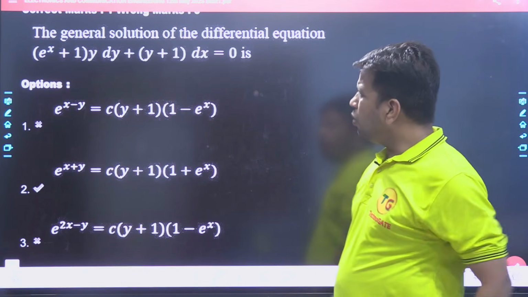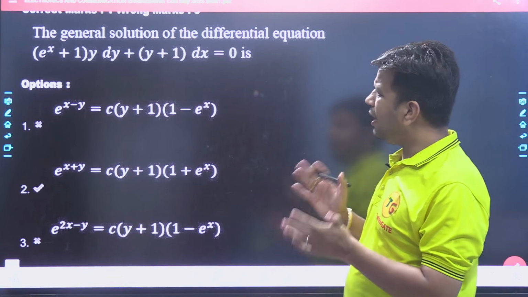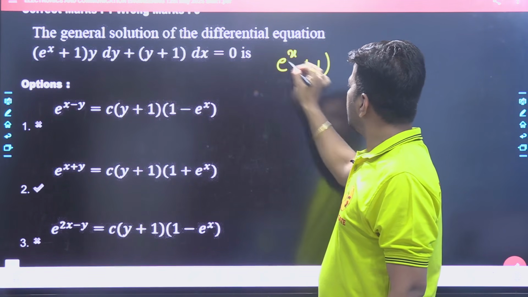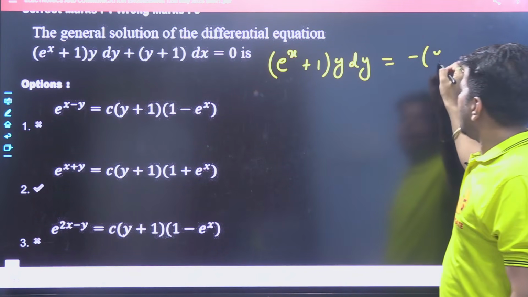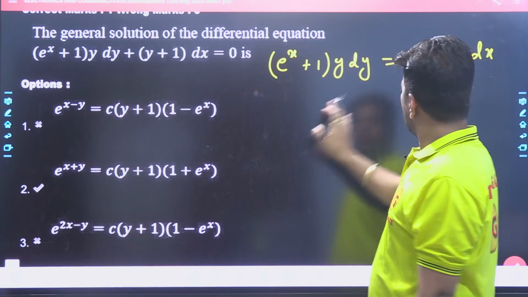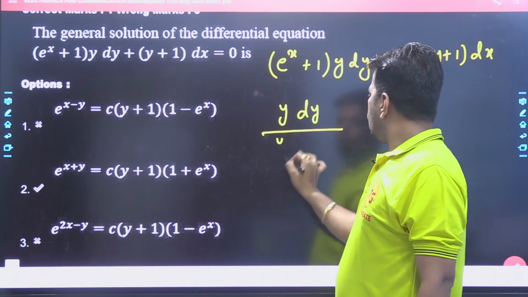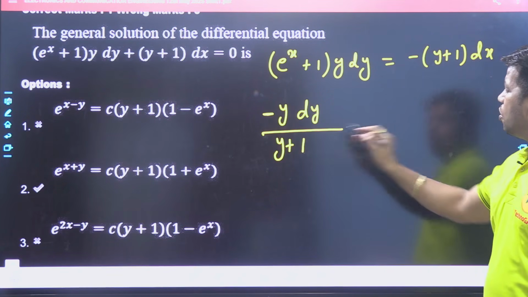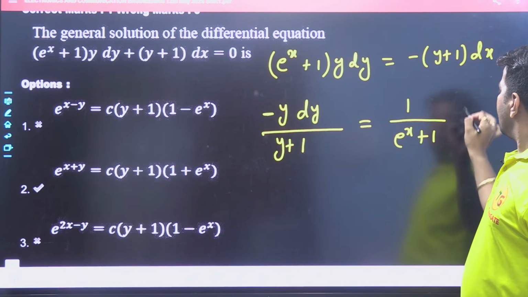Okay, so we'll do one thing: take the x terms on one side and the y terms on the other side. So (e to the power x plus 1) y dy equals minus (y plus 1) dx. Now just divide by this term here. So y dy by y plus 1, the negative goes to this side, equals 1 upon e to the power x plus 1 dx.